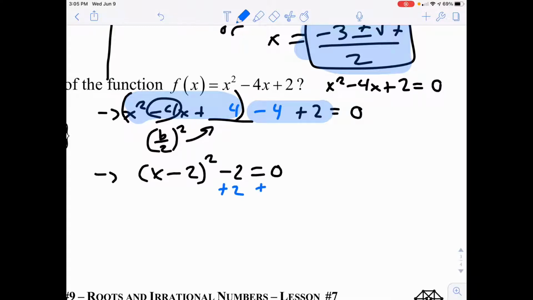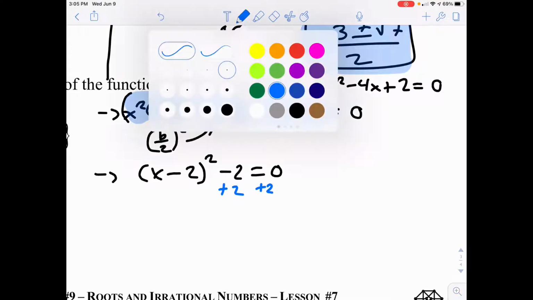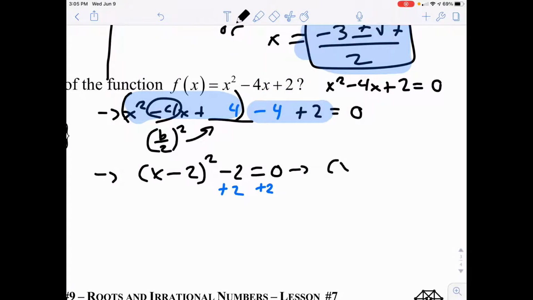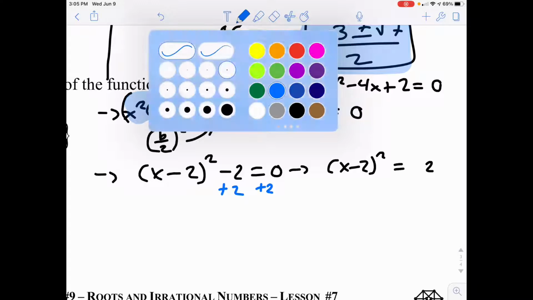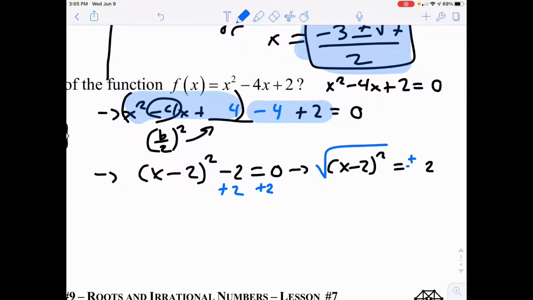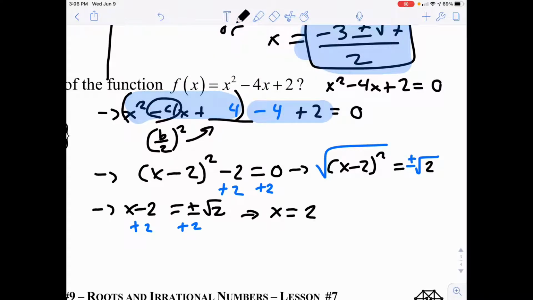Go ahead and add 2 to both sides. (x - 2)² = 2. We're going to solve for x by taking the square root of both sides to begin with. And x - 2 is equal to plus or minus the square root of 2. And x is equal to 2 plus or minus the square root of 2.